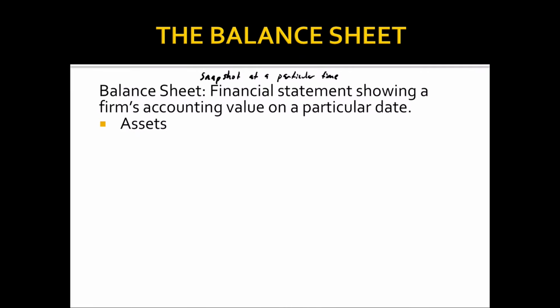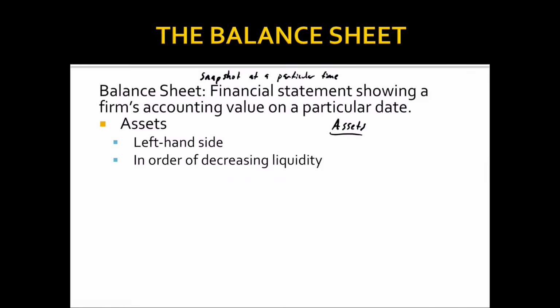On the left-hand side of your balance sheet, you have assets. I'll just list the asset side here on a very basic balance sheet. On the left-hand side, we have assets, and assets are listed in order of decreasing liquidity. So what is liquidity? Liquidity is the ease of conversion to cash. How quickly can I convert an asset to cash? But then there's also a second component of liquidity that is often overlooked, and that second component is without a significant loss in value.